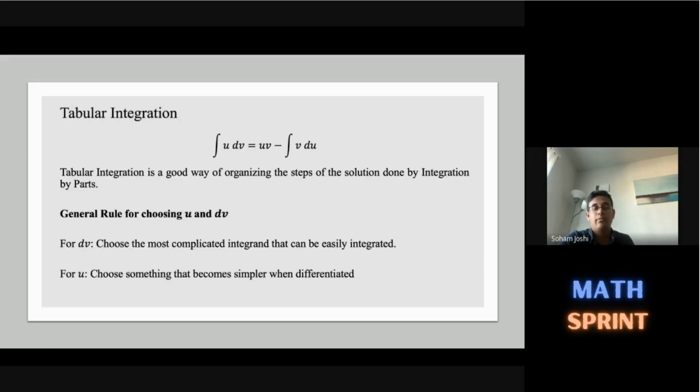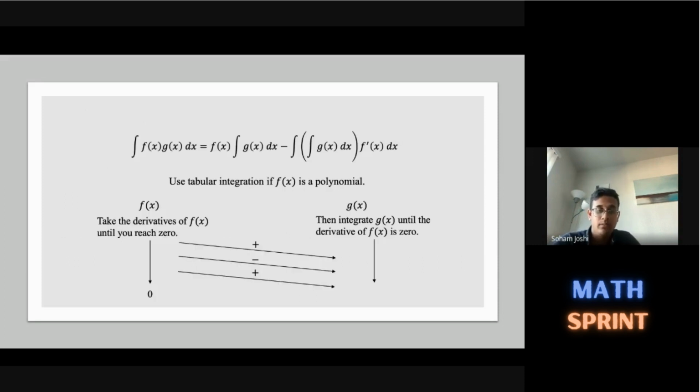Okay, so now we've got tabular integration. Tabular integration is just a good way of organizing the steps of the solution done by integration by parts. I've shown the formula for your reference, but to be honest, it's not that relevant to this, even though tabular integration is just an easier way of doing integration by parts. Okay, so how does tabular integration work?